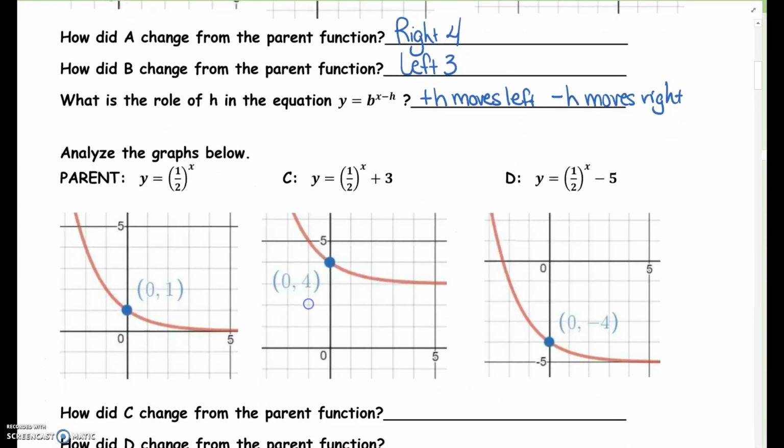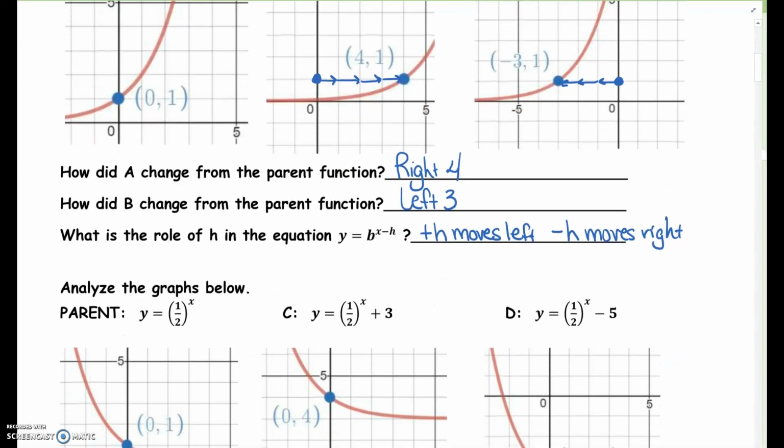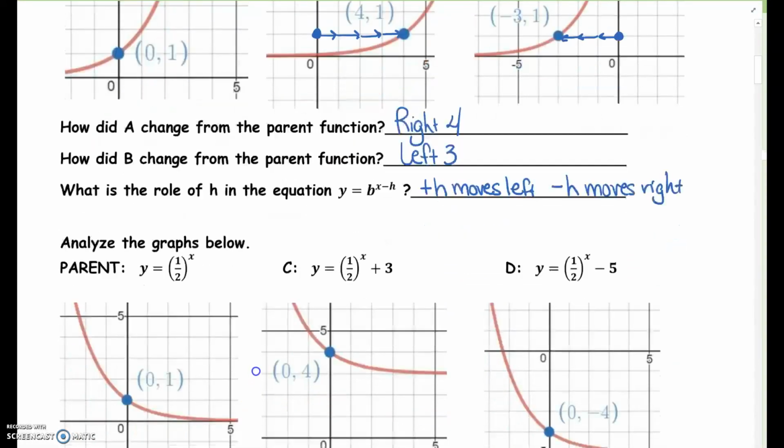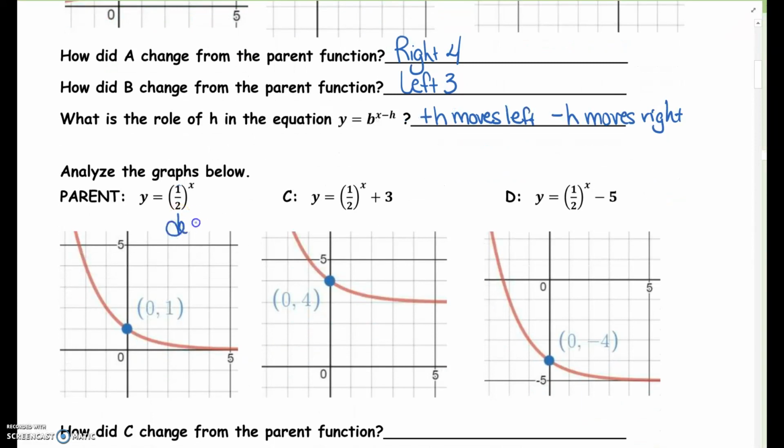The next parent graph we're going to look at is an example of exponential decay. And notice the difference in the number that's being raised. In this exponential growth, it was 2 to the x. In the exponential decay, it's 1/2 to the x. So if the number being raised to the exponent is a fraction less than 1, it's going to be an exponential decay function. It starts far away from the x-axis, and then it curves and gets closer and closer to the x-axis, but doesn't actually cross it, doesn't actually touch it.